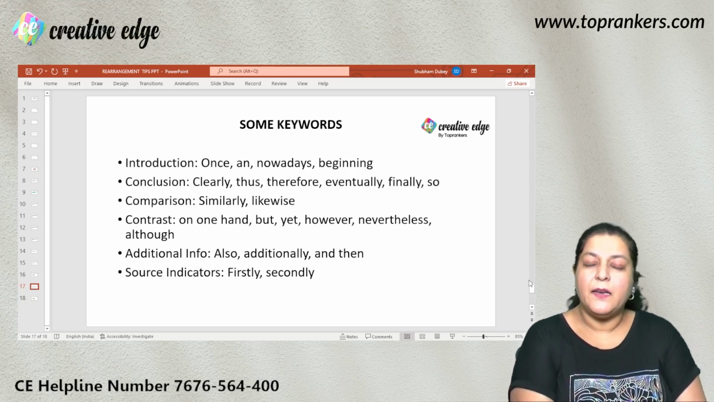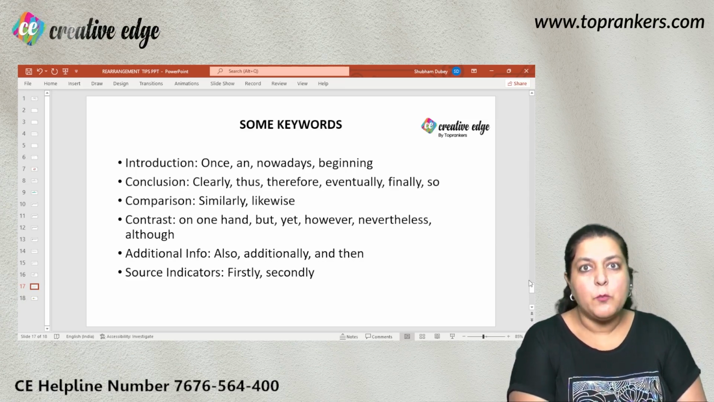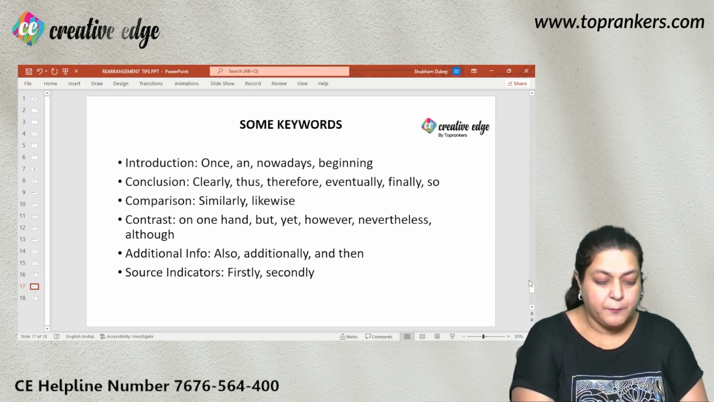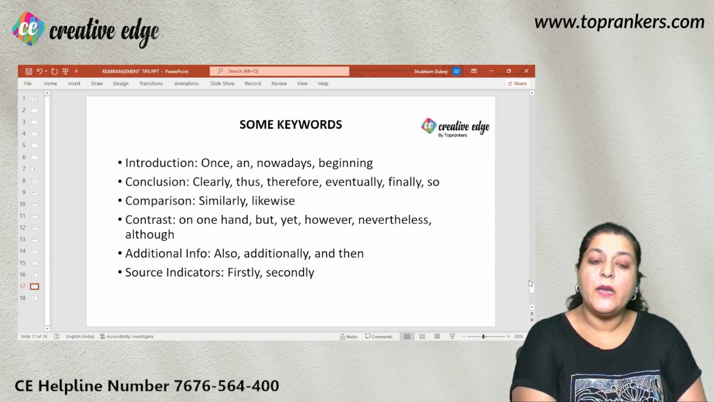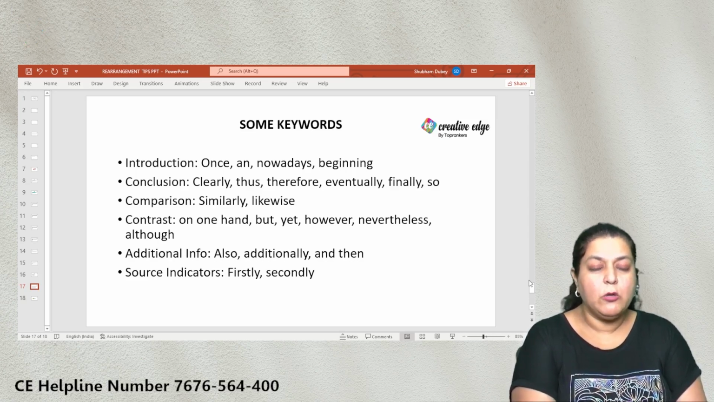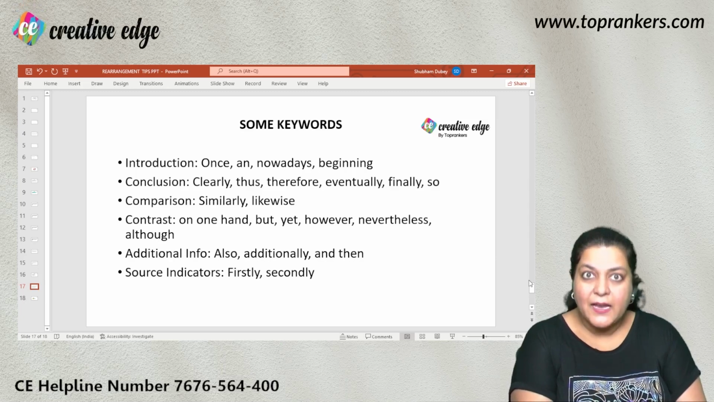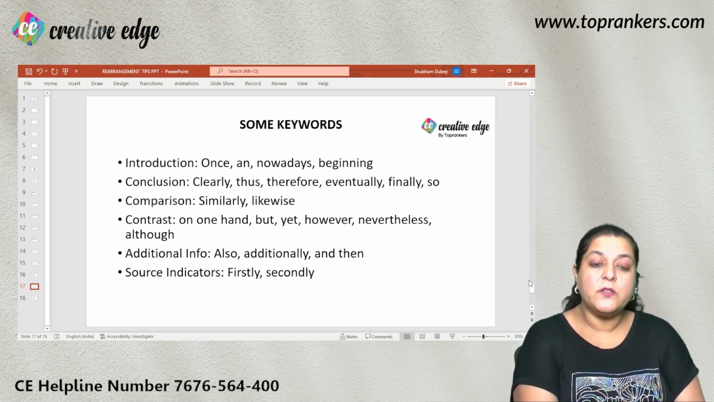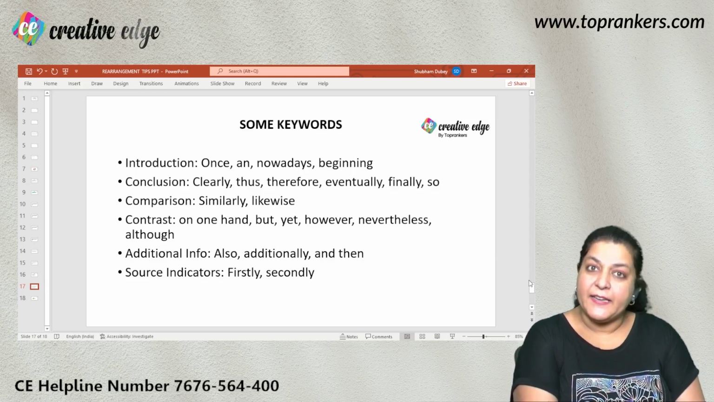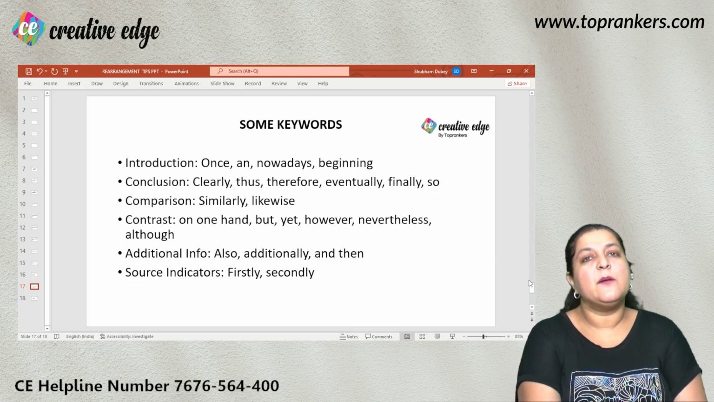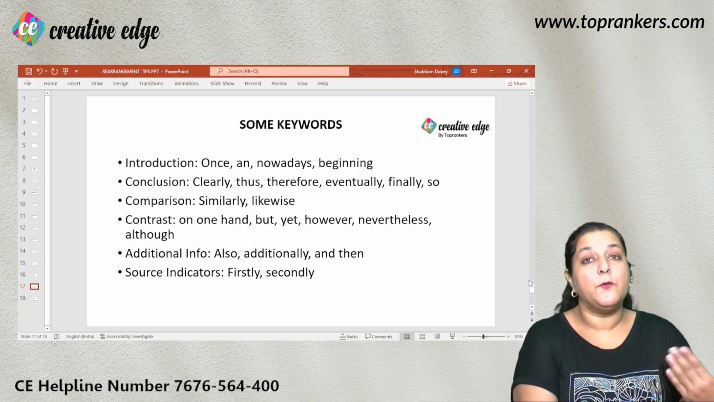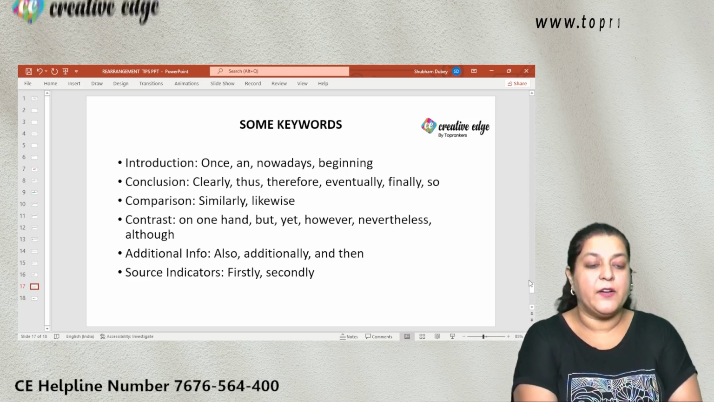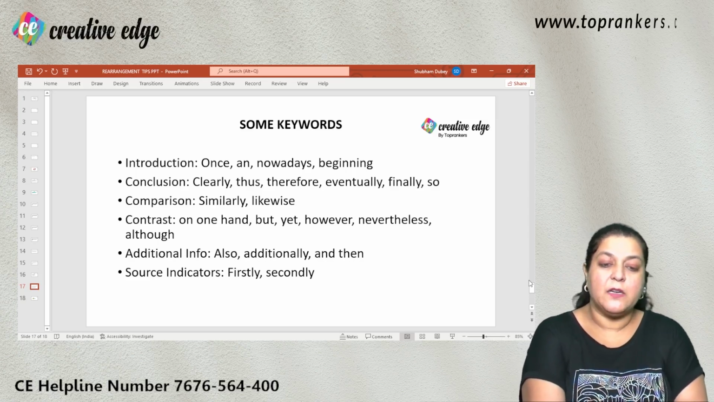Similarly and likewise. Of course, there are a lot more in this same thing. Contrast. On one hand, but, yet, however, nevertheless, although, whereas, and some more. Okay. Additional info. Also, additionally, and then. ये सारे जो वर्ड्स हैं ये हमको बताते हैं कि हमारे पास और भी इन्फो नेक्स्ट सेंटेंसेस में आने वाला है. सोर्स इंडिकेटर्स फर्स्टली सेकेंडली.